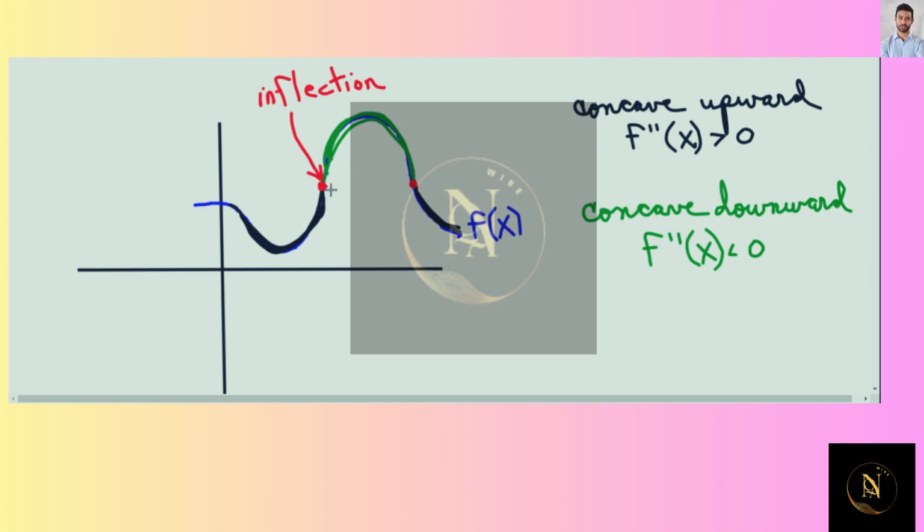How do you locate an inflection point? At an inflection point, the second derivative, so we're still talking about second derivative like we did here, but at an inflection point, the second derivative will equal 0. So at an inflection point, the second derivative equals 0.